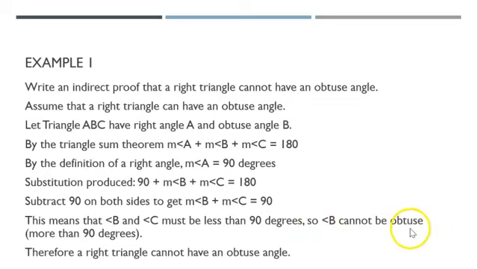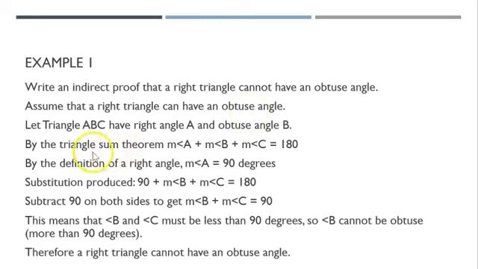So angle B can't be obtuse, which is more than 90 degrees. And this is a contradiction. Therefore, a right triangle cannot have an obtuse angle. So do you see how that worked? I assumed it could. I made a triangle. Sometimes you have to make these things up, and that's okay. But I made a triangle that meets the criteria up here. It's a right triangle, and it has an obtuse angle.